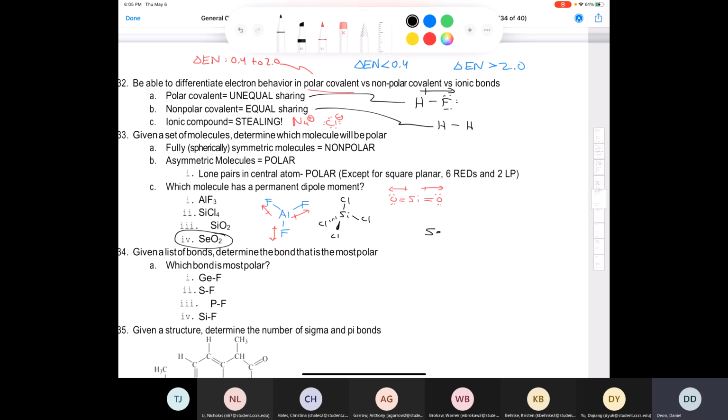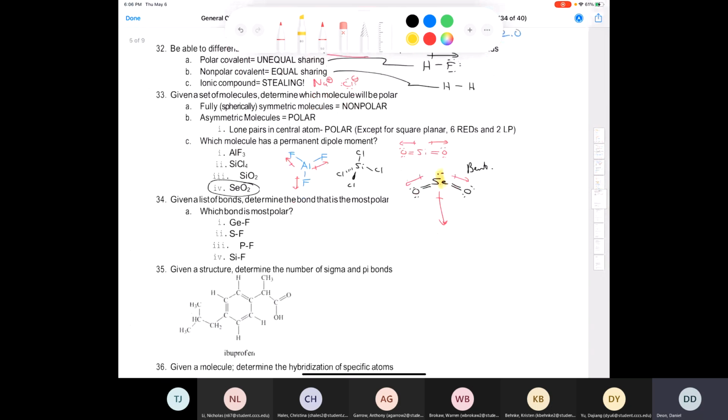So when I draw the Lewis structure, I've got a lone pair on the central atom, but then I have 2 double bonds to my oxygens like this. And so this is actually going to have a bent molecular geometry. So it is bent, and therefore there's going to be a resultant dipole. You add these 2 vectors together and you get something like this. And so that is our polar molecule. And you can see it's the only one that has lone pairs on the central atom. So a good trick, again, for most of the time.